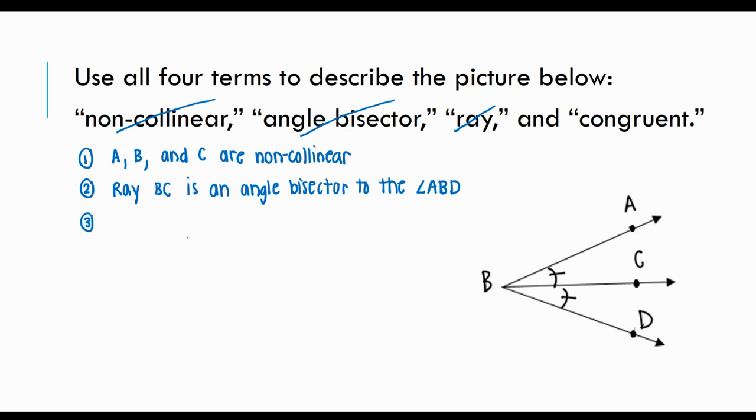Well, we can say that based off of this diagram, notice that there's two smaller angles marked the same. So I can say that the angle ABC is congruent to the angle CBD. And there are all four of my terms to describe that one picture.